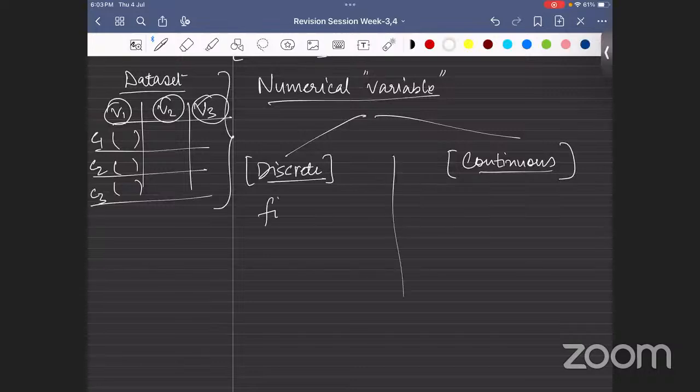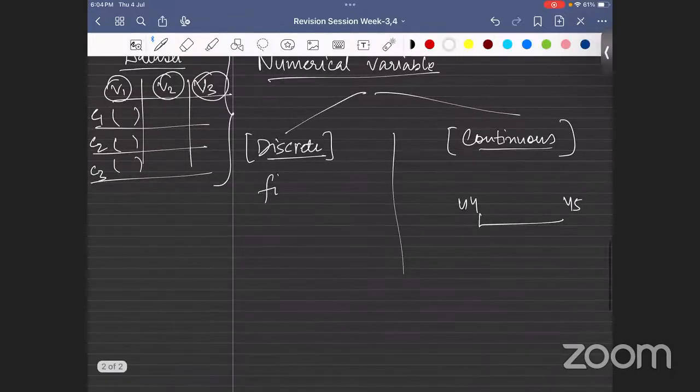In the continuous, it is a variable where the numbers can be infinite. Infinite numbers can be possible, like when you are dealing with weight or height, where in between two numbers also there can be n numbers. For example, if you're dealing with a variable called weight, one person has 44 kg and another 45, so in between this 44 and 45 also you can have n numbers of values that can adjust here, right? So this is a basic difference.